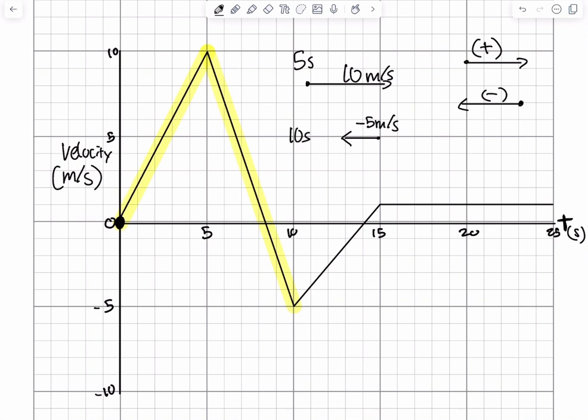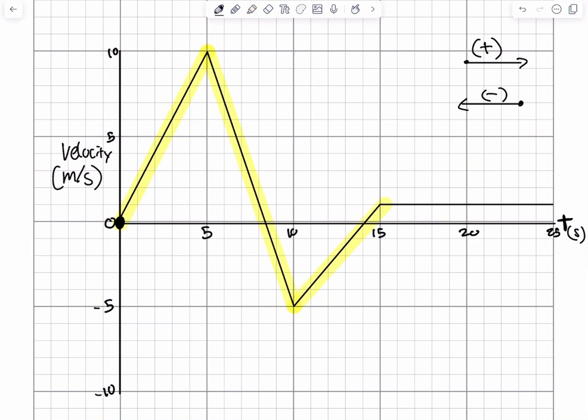Now you can see how I've drawn this. This 10 meters per second vector is just about twice the length as this -5 meters per second. That should make sense because the magnitude of the first velocity is double that of the second velocity. And remember, when it comes to magnitude, direction does not matter. You should also notice that these arrowheads are pointing in opposite directions. That should make sense because we're now going left, which is the opposite direction of how we started at 5 seconds.